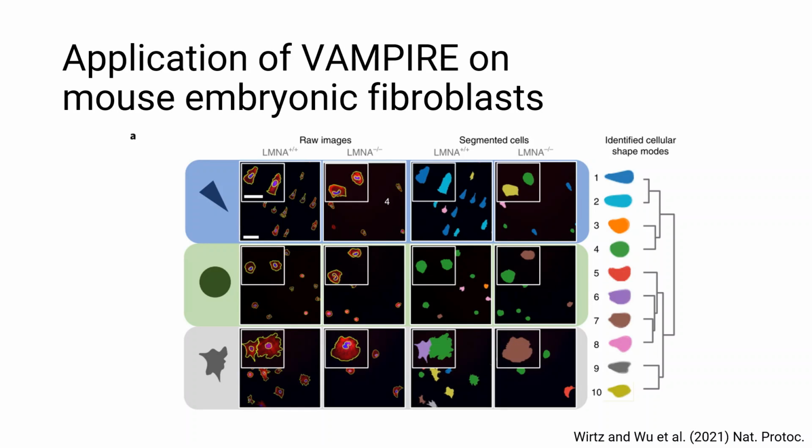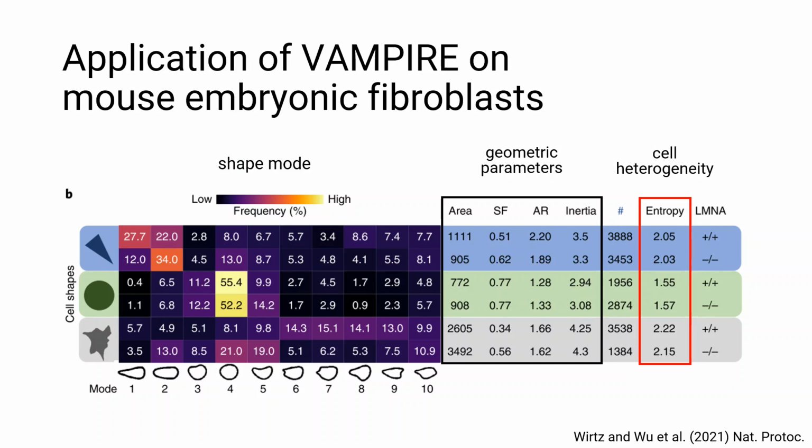VAMPIRE can be applied to analyze mouse embryonic fibroblasts. The cells are cultured on micropattern plates with triangle and circular shapes, and a control with no pattern. The raw images are segmented into individual cells and the algorithm identifies the cellular shape modes as shown on the right. On the left table, it shows the frequency of cells being in each shape mode.